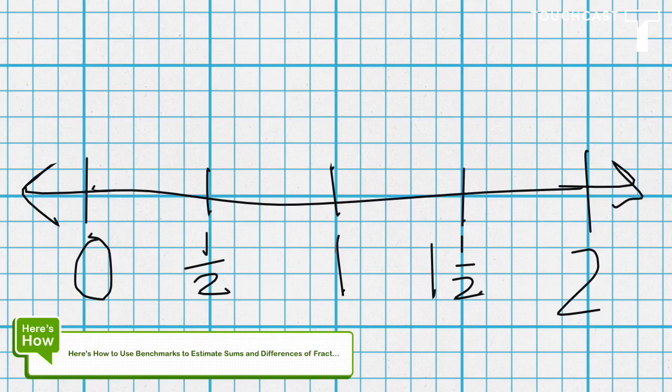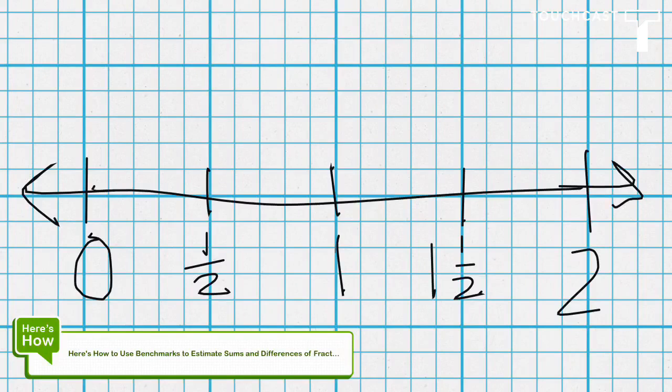For example, 12/25 is almost half because the numerator 12 is almost half of the whole, 25. So using 1/2 as a benchmark, you know that 12/25 is almost 1/2.